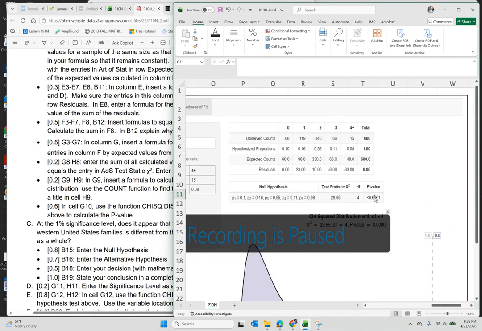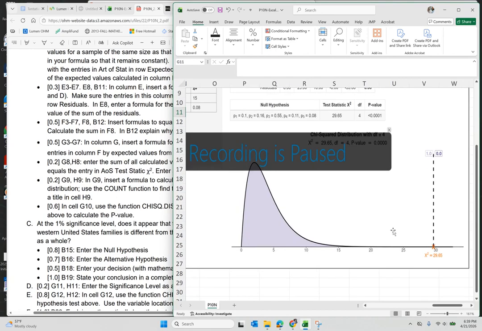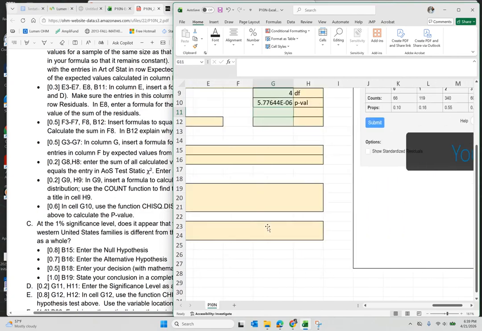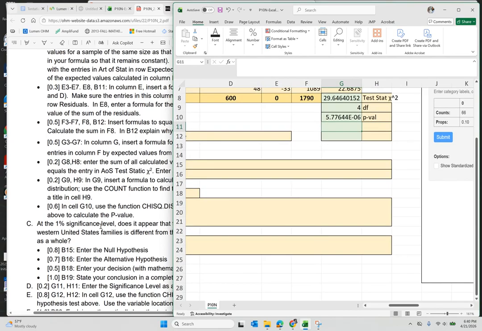So here I see that it tells me that the p-value is less than 0.0001. And I also see here that when it rounds it to a percentage, a tenth of a percentage is again 0.0. So it looks like my answers are correct, as expected.